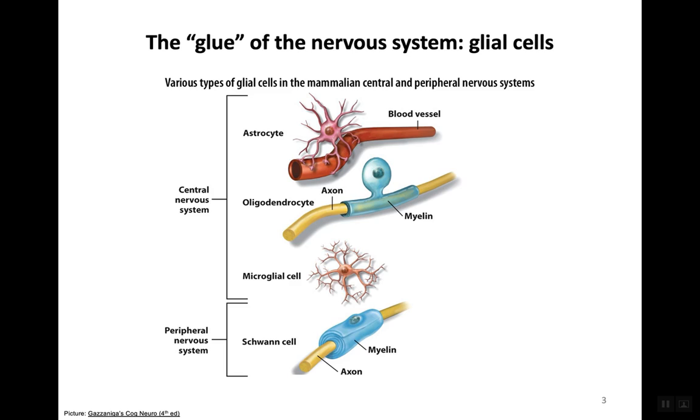Perhaps the best well-known type of glial cell is the astrocyte, which takes its name from being star-shaped. And what most neuroscientists know astrocytes for is the fact that they are responsible for providing the blood-brain barrier. That is, the astrocytes form a protective barrier along blood vessels and allow only some things to pass from the blood into the nervous tissue.